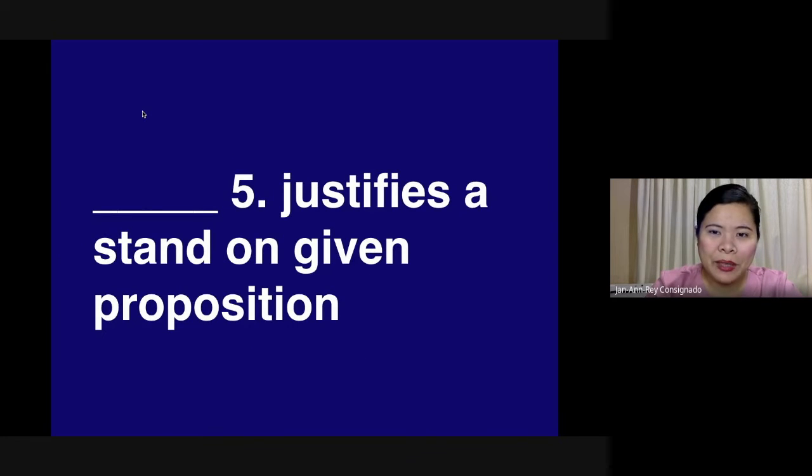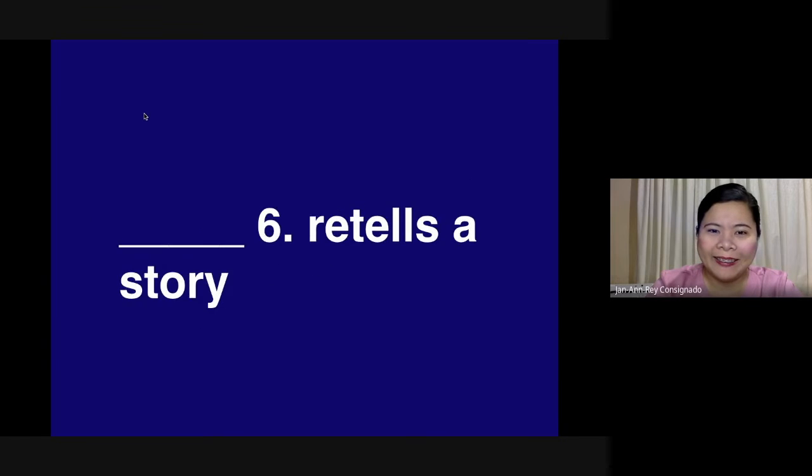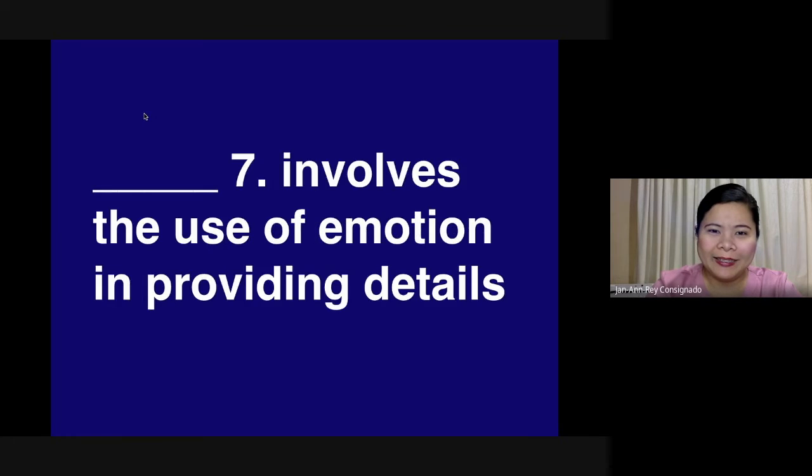Five, justifies a stand on given proposition. Six, retells a story. Seven, involves the use of emotion in providing details.